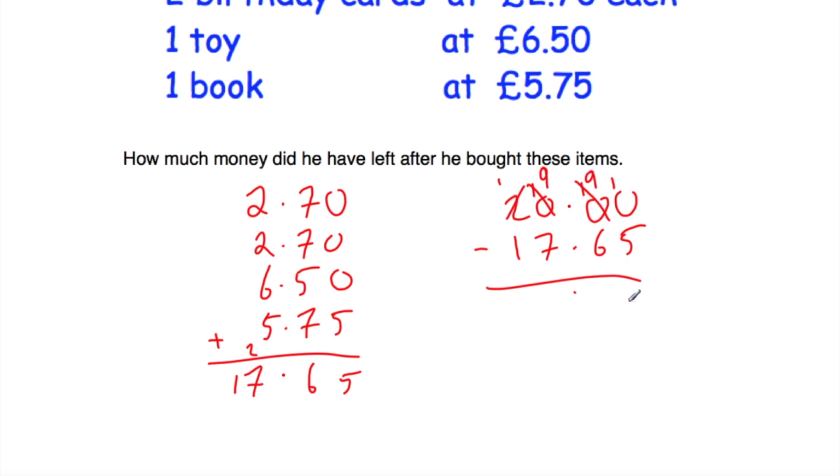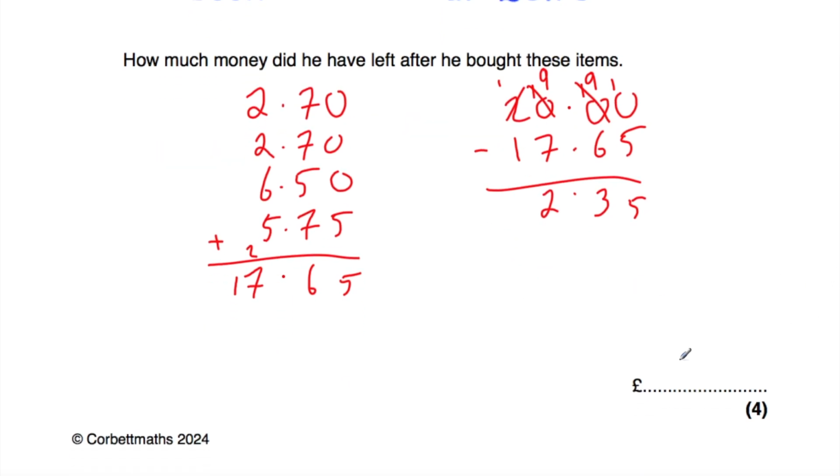10 take away 5 is equal to 5. 9 take away 6 is equal to 3. 9 take away 7 is equal to 2. And 1 take away 1 is equal to 0. So it's going to be £2.35. So Luke would receive £2.35 change.